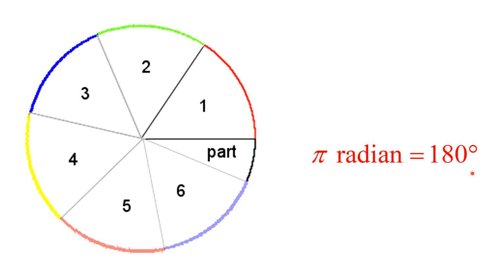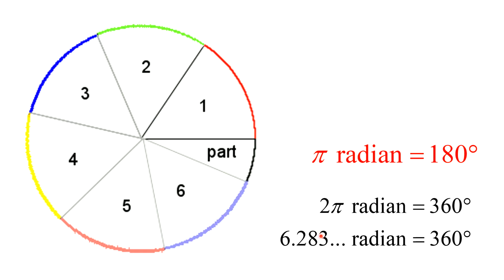So if pi radians equals 180 degrees, 2 pi will give you 360 degrees, which is about 6.283 radians. So you have about 1 radian, 2, 3 radians, 4, 5, 6, and about 0.283 radian. This will make up a full circle of 360 degrees.